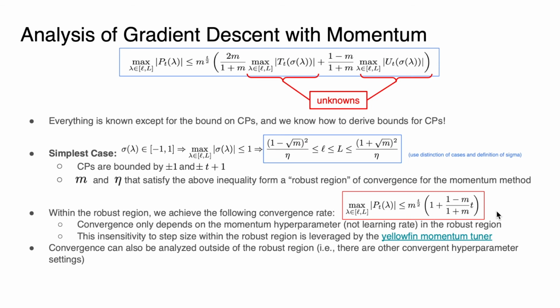And this curious property of our convergence rate for gradient descent with momentum within the robust region has actually been leveraged as inspiration for works like the YellowFin momentum tuner. If we go outside of the robust region, convergence rates can still be derived given certain settings. The robust region is not the only momentum and learning rate region that is convergent. And actually, the third blog post in the series of blog posts that this video is based upon goes into these different regions that we can have for convergence with gradient descent with momentum. So if you're interested in that, I would encourage you to read the third blog post.